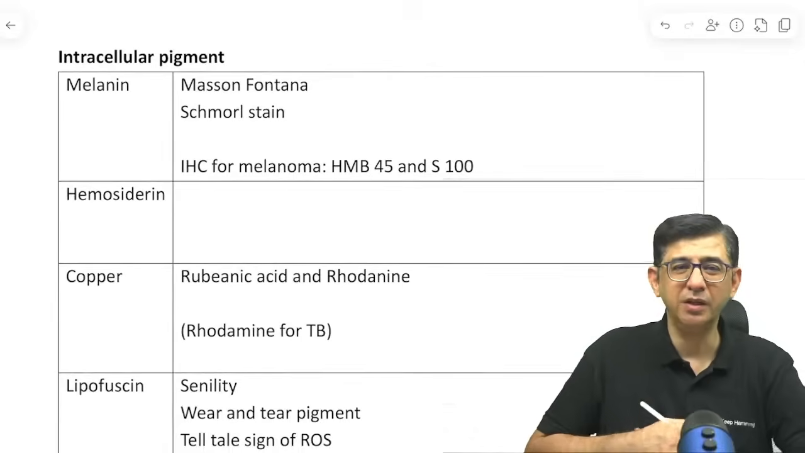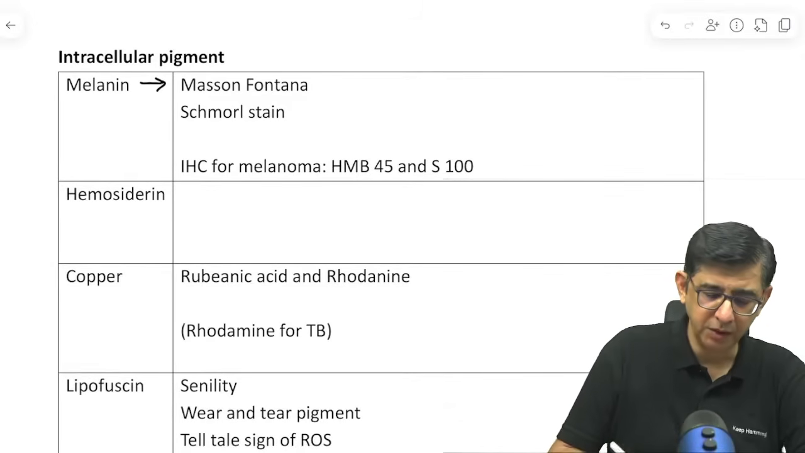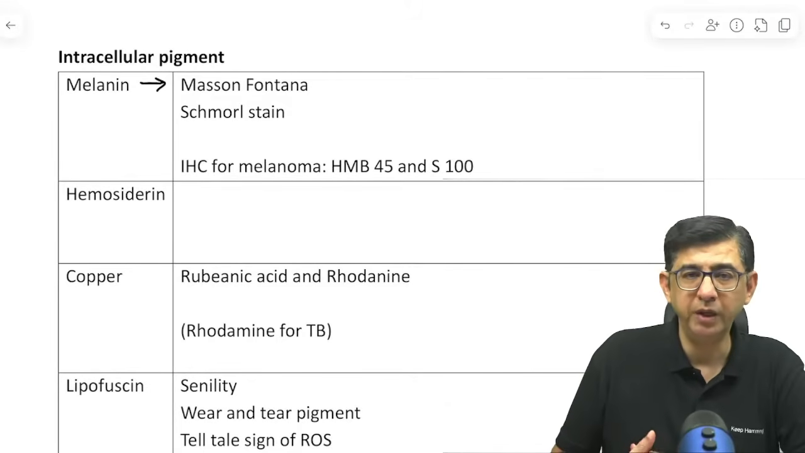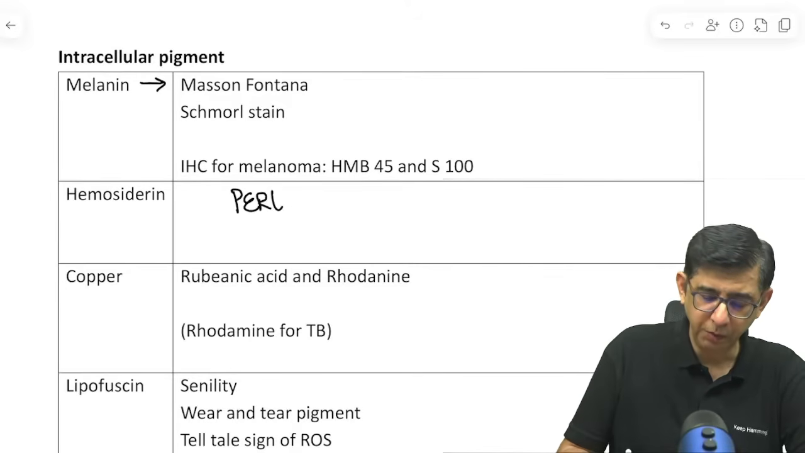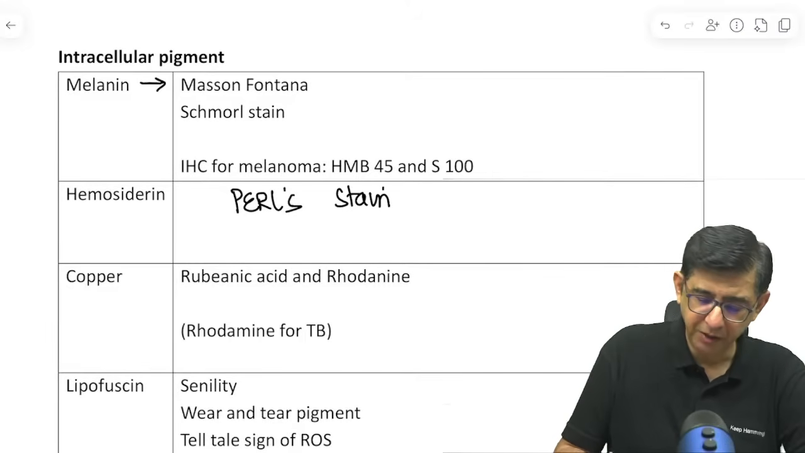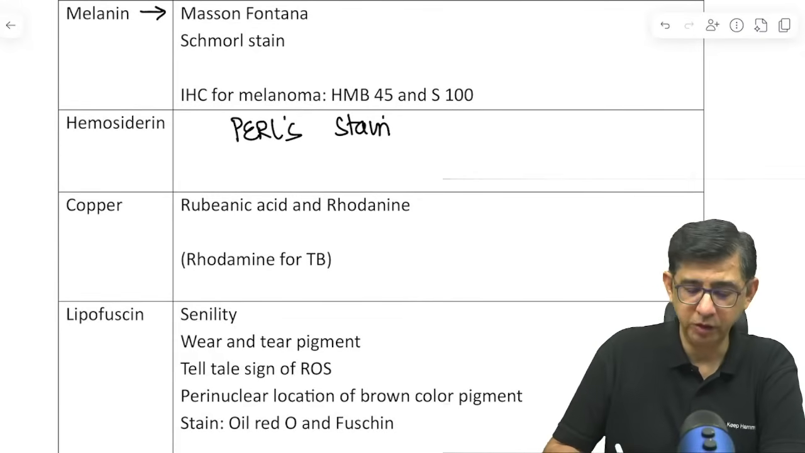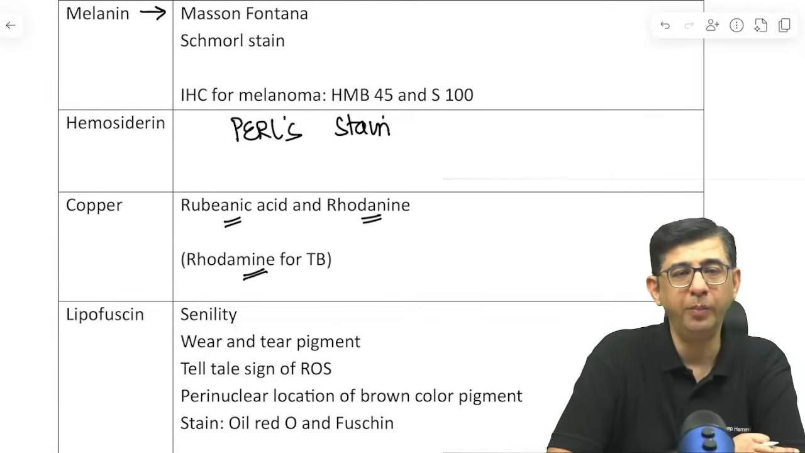Intracellular pigments, we can just rush through in the next 1 minute. Melanin would be M only, that is Masson-Fontana stain, and the IHC for melanoma would be HMB45 and S100. Hemosiderin, this you would know even if woken from sleep: Prussian blue and Perl stain. For copper it is rubeanic acid and rhodanine. It is not rhodamine. Rhodamine is for TB, it is rhodanine, and rubeanic acid for copper estimation.